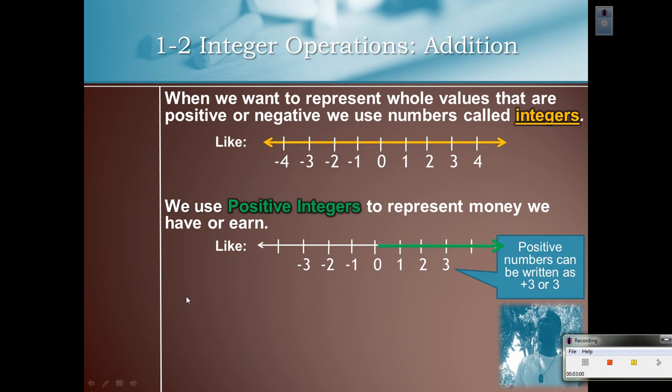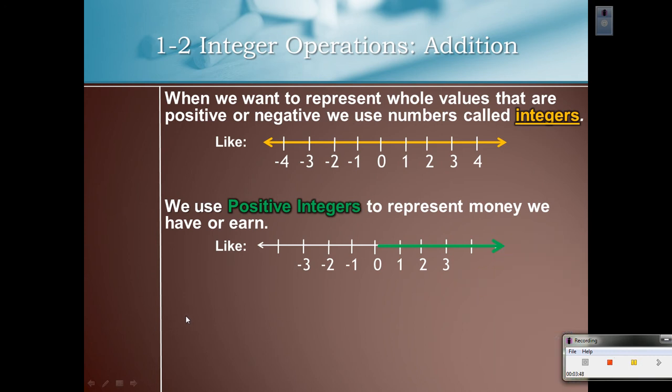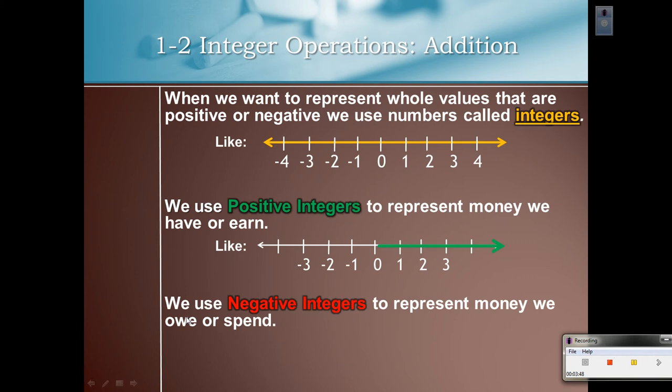So if positive integers represent money that you have or money that you earn or get, you might be able to guess that negative integers would represent the opposite of that. So let's fill in the last blank for the third main idea. We use negative integers to represent money we owe or spend. So that's the opposite. The opposite of having money is owing someone money. The opposite of earning money is spending it.